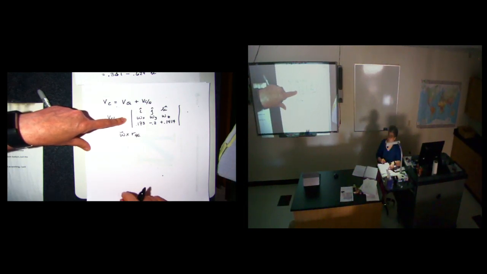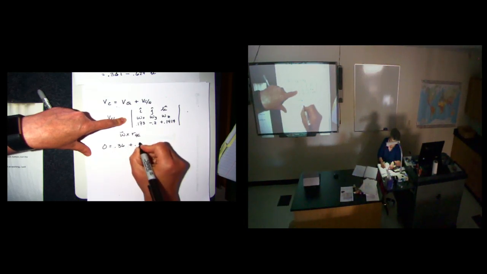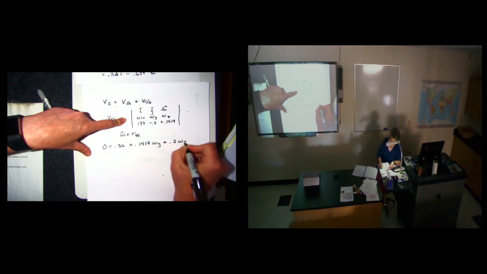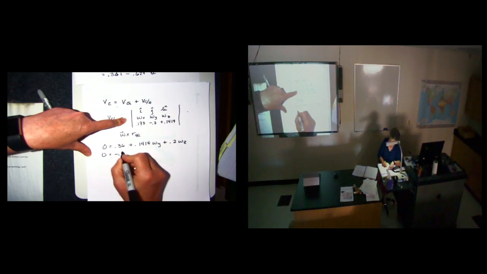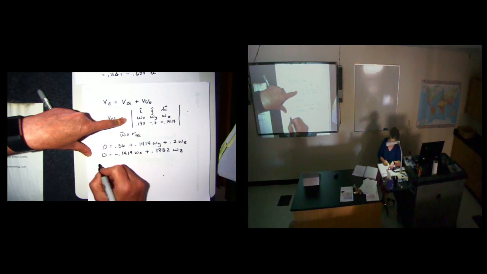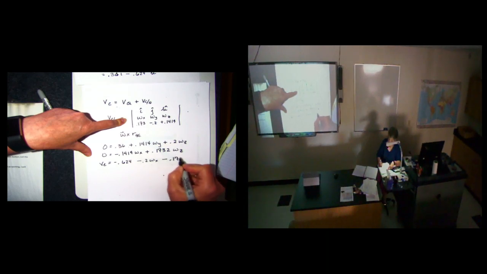So now I'm going to do my determinants, and I'm going to get the following. 0 is equal to 0.36 plus 0.1414 omega y plus 0.2 omega z. I get 0 is equal to minus 0.1414 omega x plus 0.1732 omega z. And I get VC is equal to 0.624 minus 0.2 omega x minus 0.1732 omega y. I think that's y, should be a y.